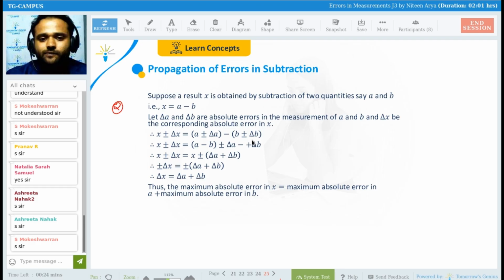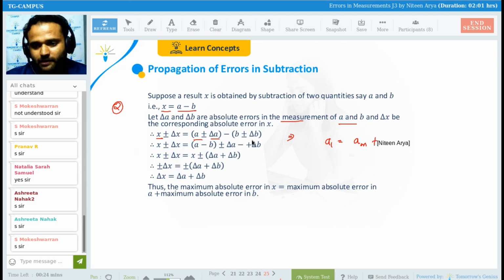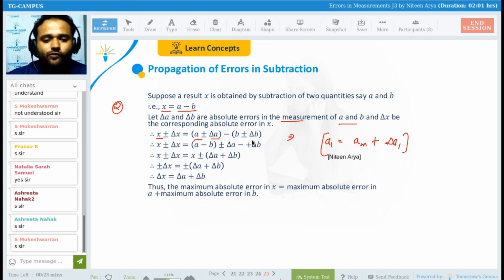So whatever mathematics we did in the previous, X is A minus B. Again, del A, del B are the absolute errors in the measurement of A and B, and del X is the corresponding absolute error in X. So X plus minus del X equals A plus minus del A minus B plus minus del B. That is the scientific way to write any particular measurement. Like we write A1 is AM, which is the mean, and then the absolute error. In the same way, for A we can write in this way, for B we can write in this way.